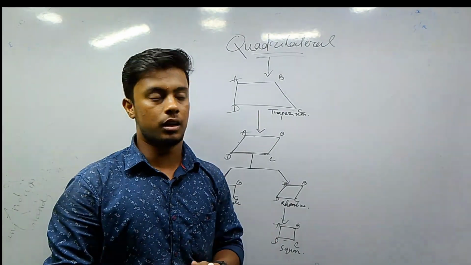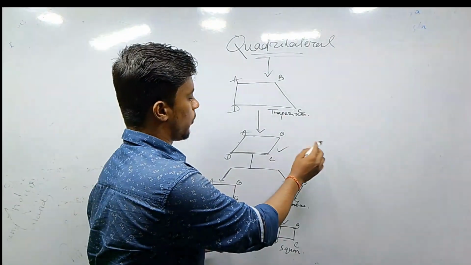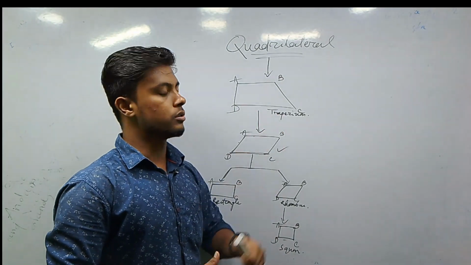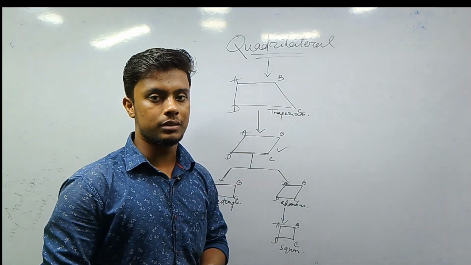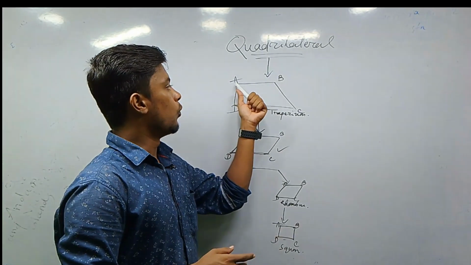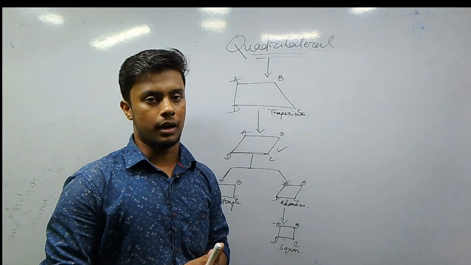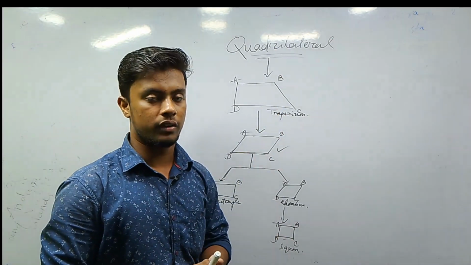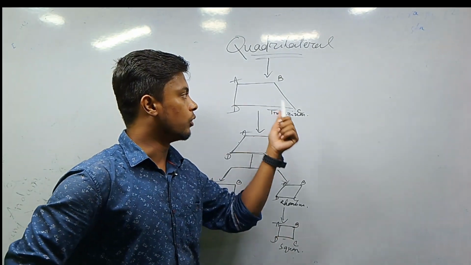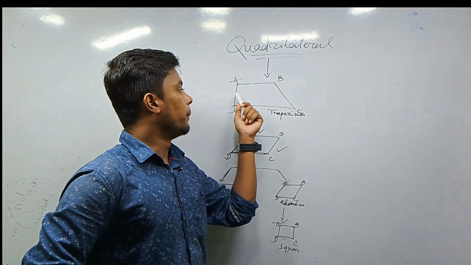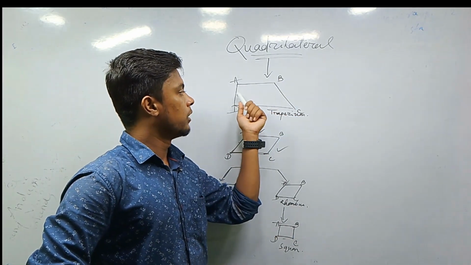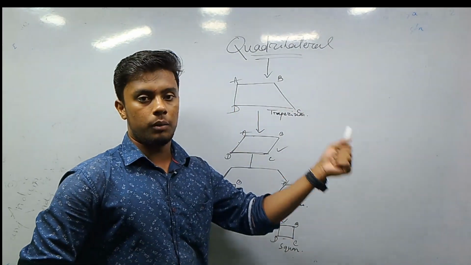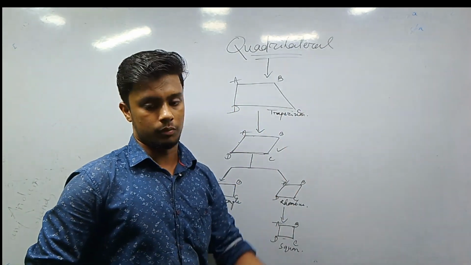Right now we will study only the properties of the parallelogram. In the case of the trapezium, there is one property you should know: one pair of opposite sides is parallel. Also you should know the area formula of the trapezium, and the line joining the midpoints of the non-parallel sides of the trapezium.